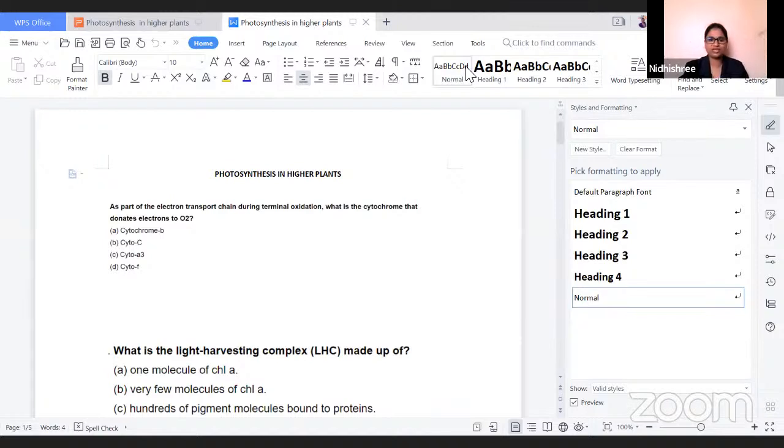Kumar voted for option A. Lohit option C, Dhamini option A, Parvati option B, Gayatri option B. The first message I got from Kumar, the second message I got from Lohit. But the right answer is option C, that is cytochrome A3 is the right answer.